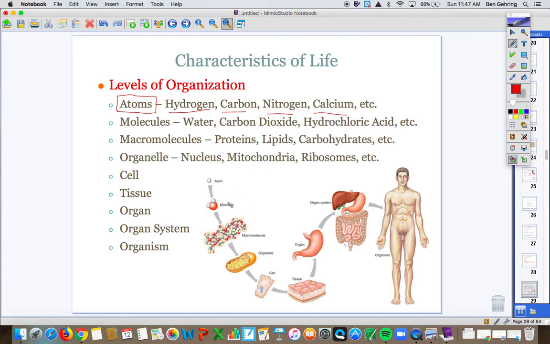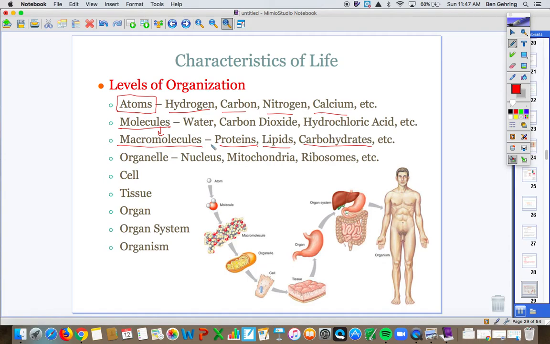If we combine multiple atoms together, we get things called molecules. So water is a molecule, carbon dioxide is a molecule, hydrochloric acid is a molecule, oxygen is a molecule. If we combine multiple molecules together, we get substances called macromolecules, which are large molecules, macro meaning big. So proteins are a bunch of molecules thrown together. Lipids, same thing. Carbohydrates, yes, and nucleic acids are also in there.